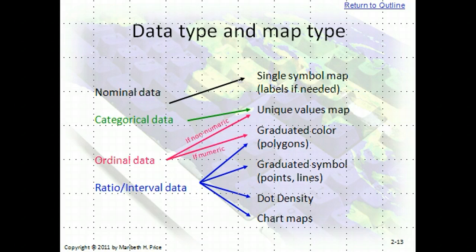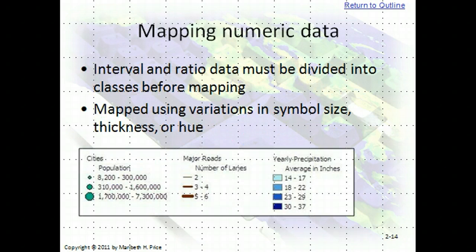For ordinal data, it will be determined whether you have non-numeric or numeric data. For non-numeric data, you will use a unique values map, and for numeric data, you will use a graduated colors map. For ratio and interval data, you will be able to choose between graduated color for polygons, graduated symbol for points and lines, dot density, and chart maps. When mapping numeric data, interval and ratio data must be divided into classes before mapping. When mapped, you can use variations in symbol size, thickness, or hue.